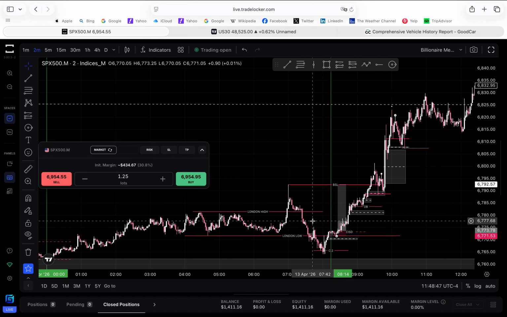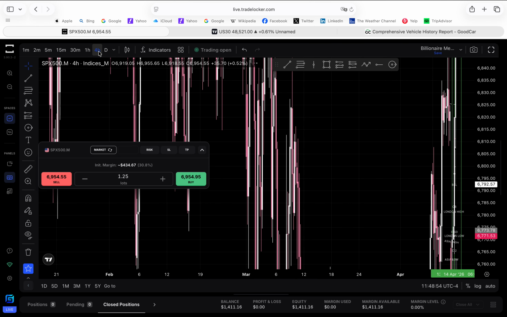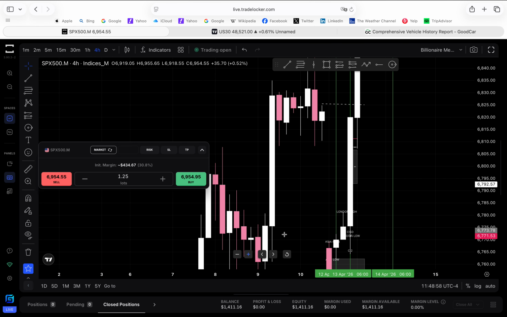So this is the trade that I took. This is basically exactly what I did step by step. I hope this was helpful. As far as my bias, some of you all are probably like, how were you bullish? What made you be bullish?